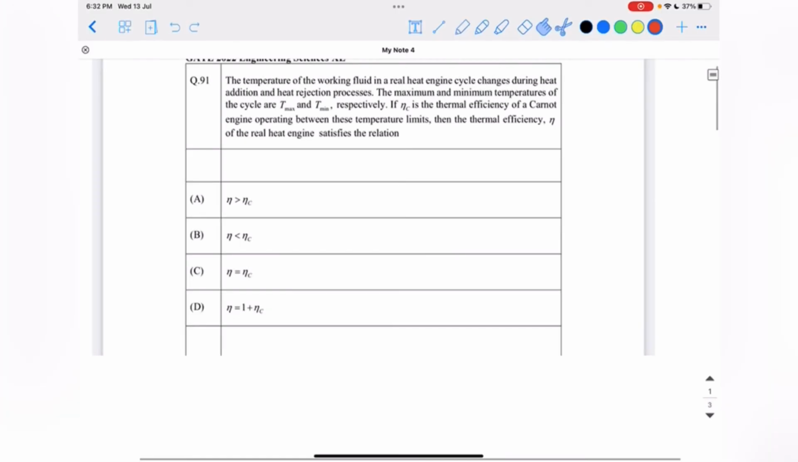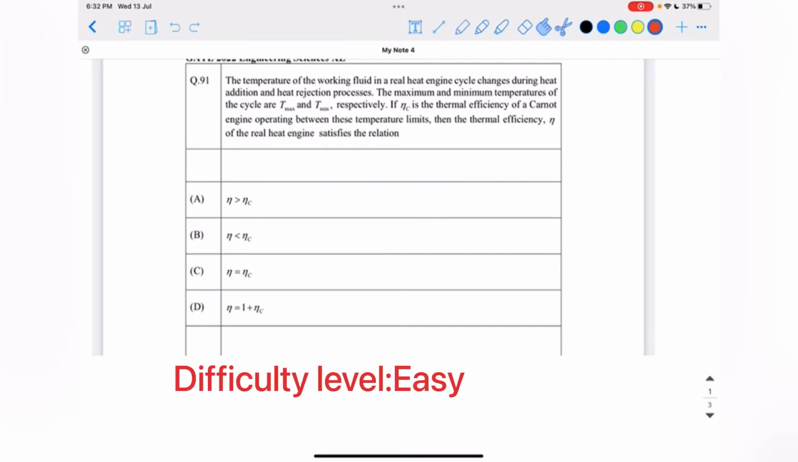Moving on to the next question, it is given that the temperature of the working fluid in a real heat engine cycle changes during heat addition and heat rejection process. The maximum and minimum temperature of the cycle are Tmax and Tmin respectively. If eta C is the thermal efficiency of a Carnot engine operating between these temperature limits, then thermal efficiency eta of the real engine satisfy the relation.